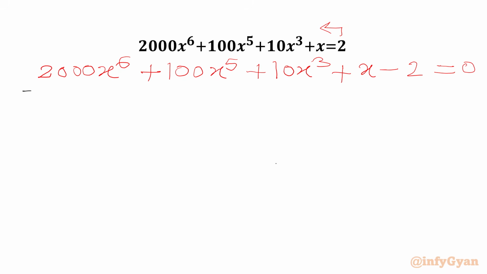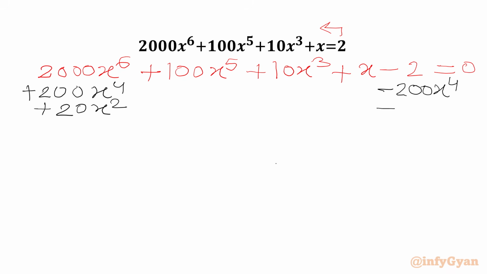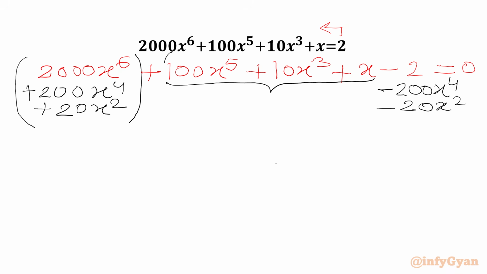So I will be adding here 200x power 4 and 20x square. So we have to subtract the same, which we will write here, minus 200x power 4 minus 20x square. We will consider these three terms as it is. So here we have first bracket, here we have second bracket, and here we have third bracket. So minus would be common.